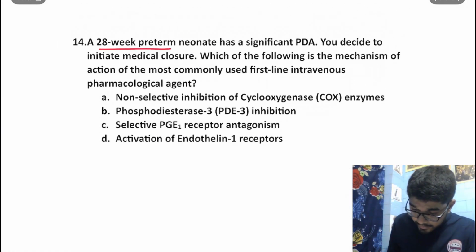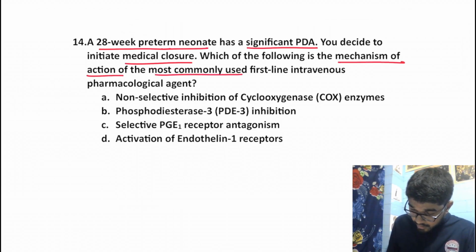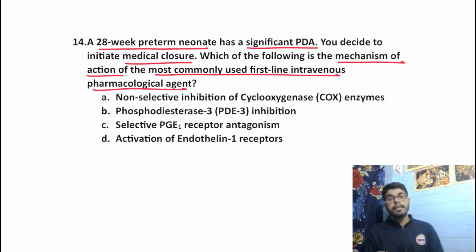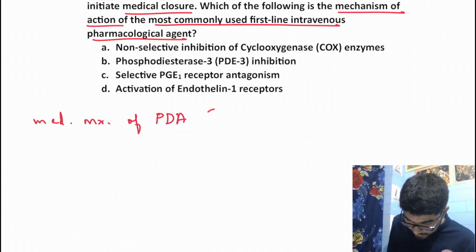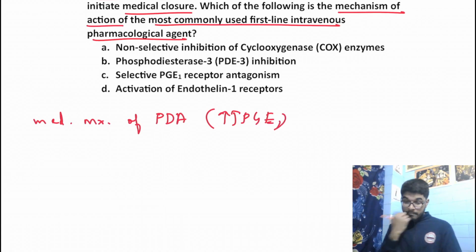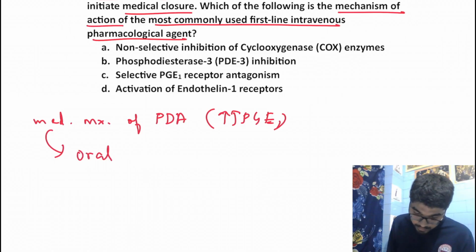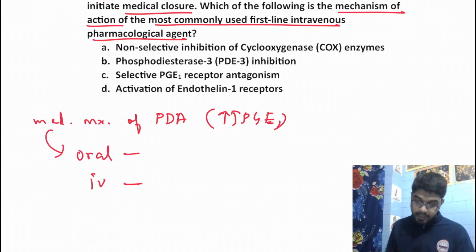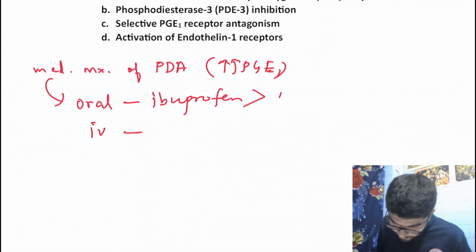A 28-week preterm neonate has a significant PDA. You decide to initiate medical closure. Which of the following is the mechanism of action of the most commonly used first-line intravenous pharmacological agent? If we talk about the medical management of PDA, we all know that PDA occurs due to increased PGE1, and we need to stop that. Now, there are 2 approaches. If the patient can have enteral feed, we can go for oral drugs, and if the patient cannot, we would use IV drugs. Under oral drugs, we have ibuprofen as well as indomethacin. Ibuprofen is preferred to indomethacin.